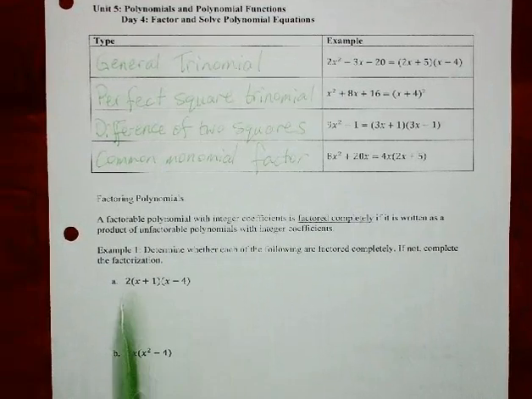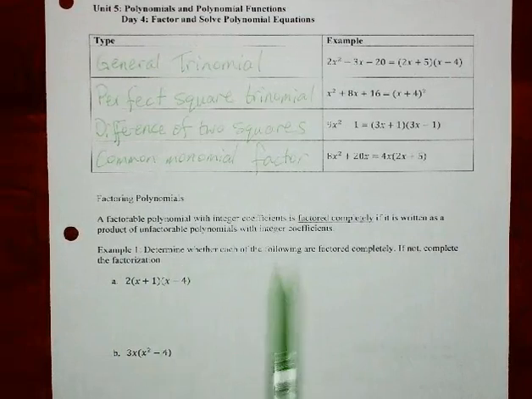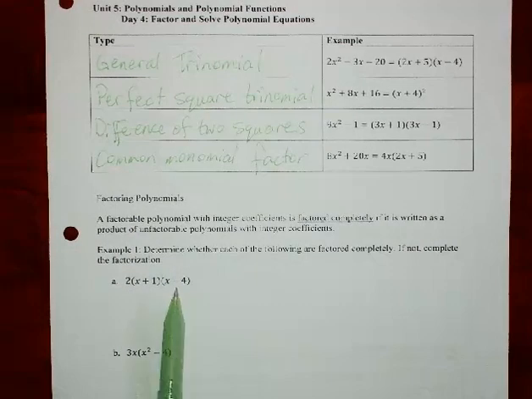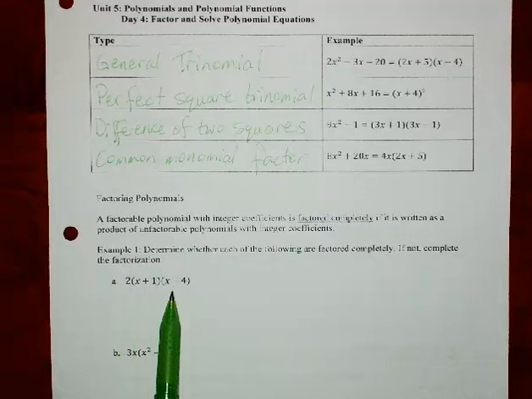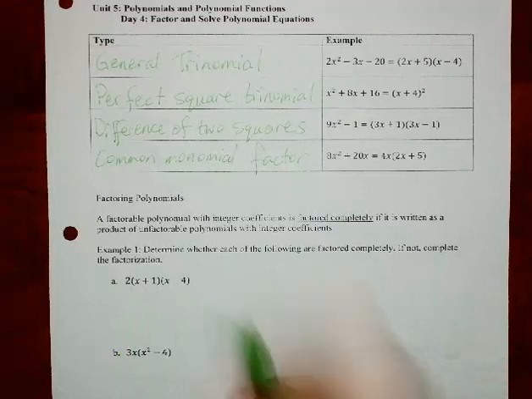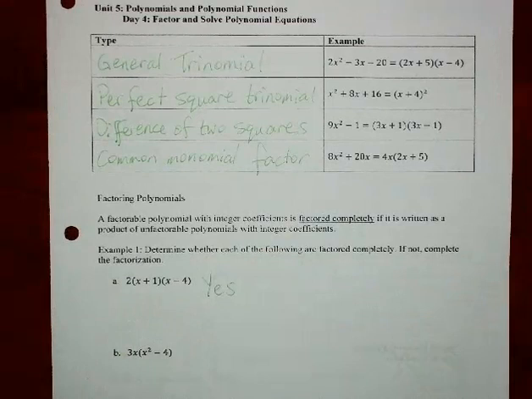Okay, so for example 1, we're determining whether each of the following are factored completely. If not, complete the factorization. So for this one, we look at each part. We don't have any fractions, so we're good there. And we look at each part. So 2 cannot be factored anymore. X plus 1 cannot be factored anymore. And x minus 4 cannot be factored anymore. So this one is completely factored. So we write yes. And we have no more work to do because it is completely factored.